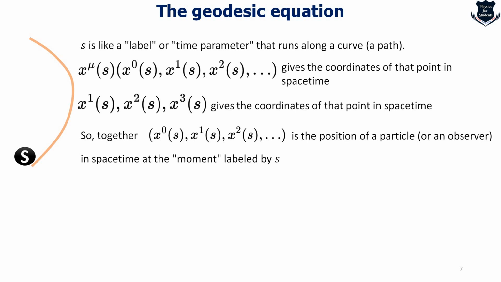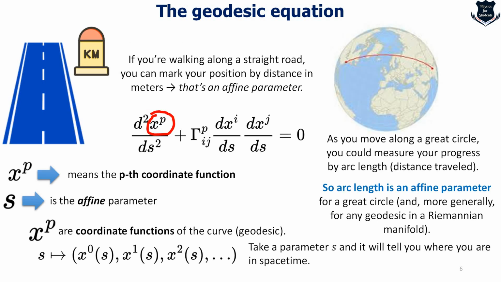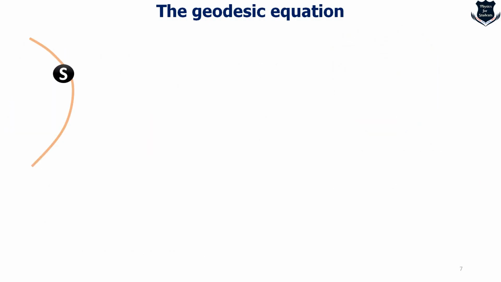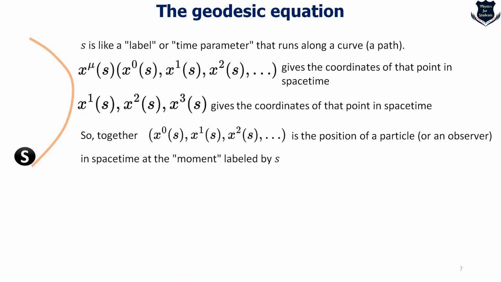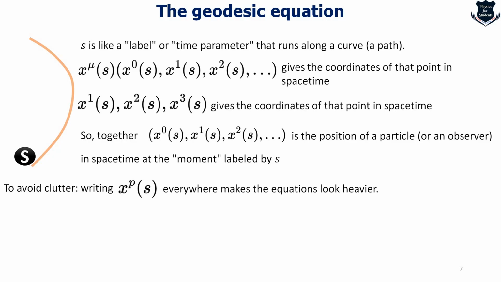Now you might be wondering, if I go back to the earlier part, here you can see that there is an xp. However, when I move along the curve, we are trying to define something as xp of S. So why is that? In order to avoid clutter, it takes a long time to write xp of s, xp of s everywhere, and it makes the equation look heavier. So we avoid this and we just write xp.